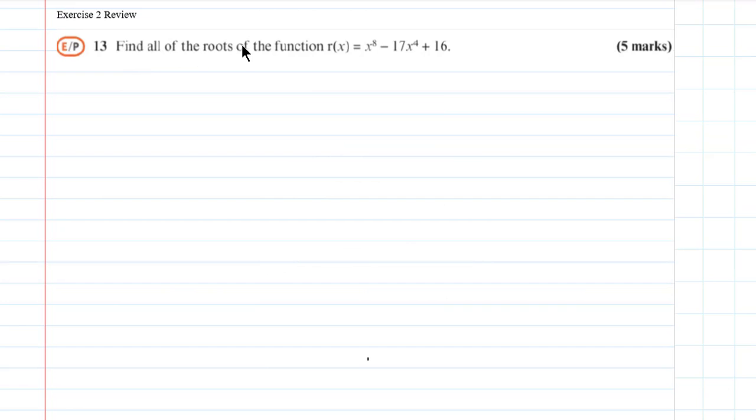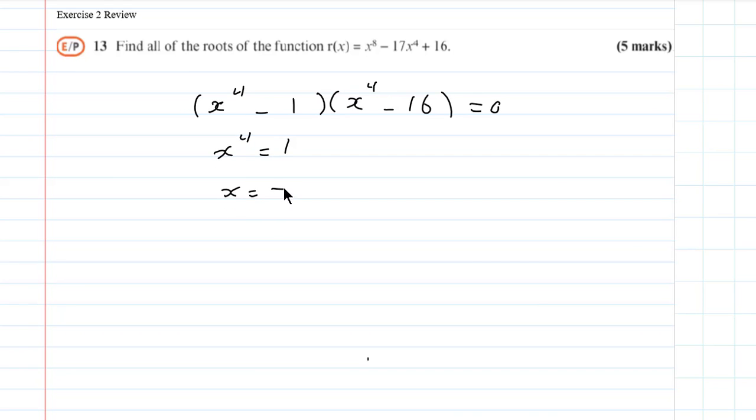Find all the roots of the function. Very good. We can write it as x power 4 times x power 4, because x power 4 times x power 4 will be x power 4 plus 4, which is 8. And then we can write here minus 1 and minus 16 equals 0. So either x power 4 equals 1, which means that x equals positive or negative 1, or x power 4 equals 16, which means x equals positive or negative 2.